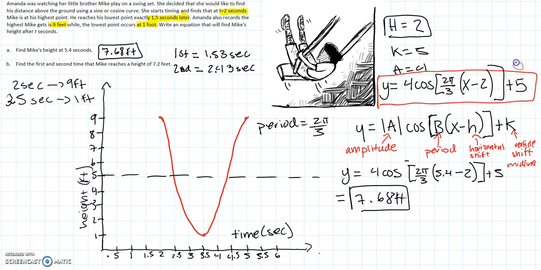This was our first question. And then our second question was to find Mike's height at 5.4, and we got our second answer. And our third question was to find the 2 times that Mike reaches 7.2. So I hope this was helpful, and goodbye, guys.